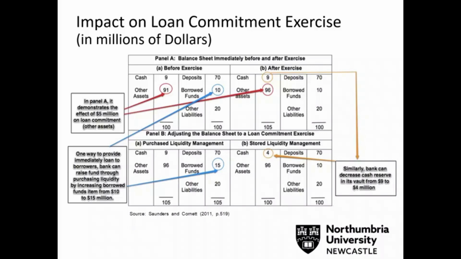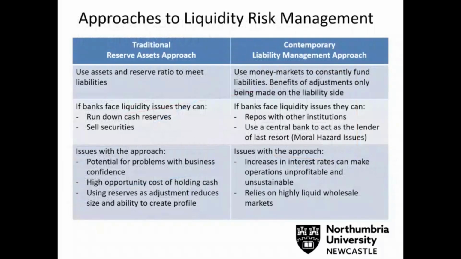But if you look at panel B, the more stored liquidity rather than the contemporary, that just shows you that if we have the more stored approach, then ultimately we don't need to simulate the additional borrowing on the liability side and the cash just drops by 5. For a more detailed discussion of this example, feel free to read the appropriate pages in the Saunders and Cornett core textbook.